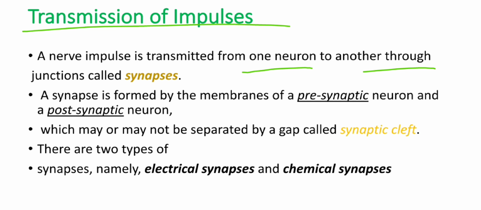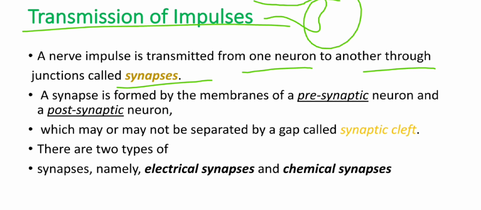A neuron consists of the dendrites. It has a cell body. It has an axon. It has an axon terminal. At the terminal there is something called a synapse. A nerve impulse is transmitted from one neuron to another through a junction which is known as a synapse. So here at the nerve terminal there is a junction which is known as a synapse.